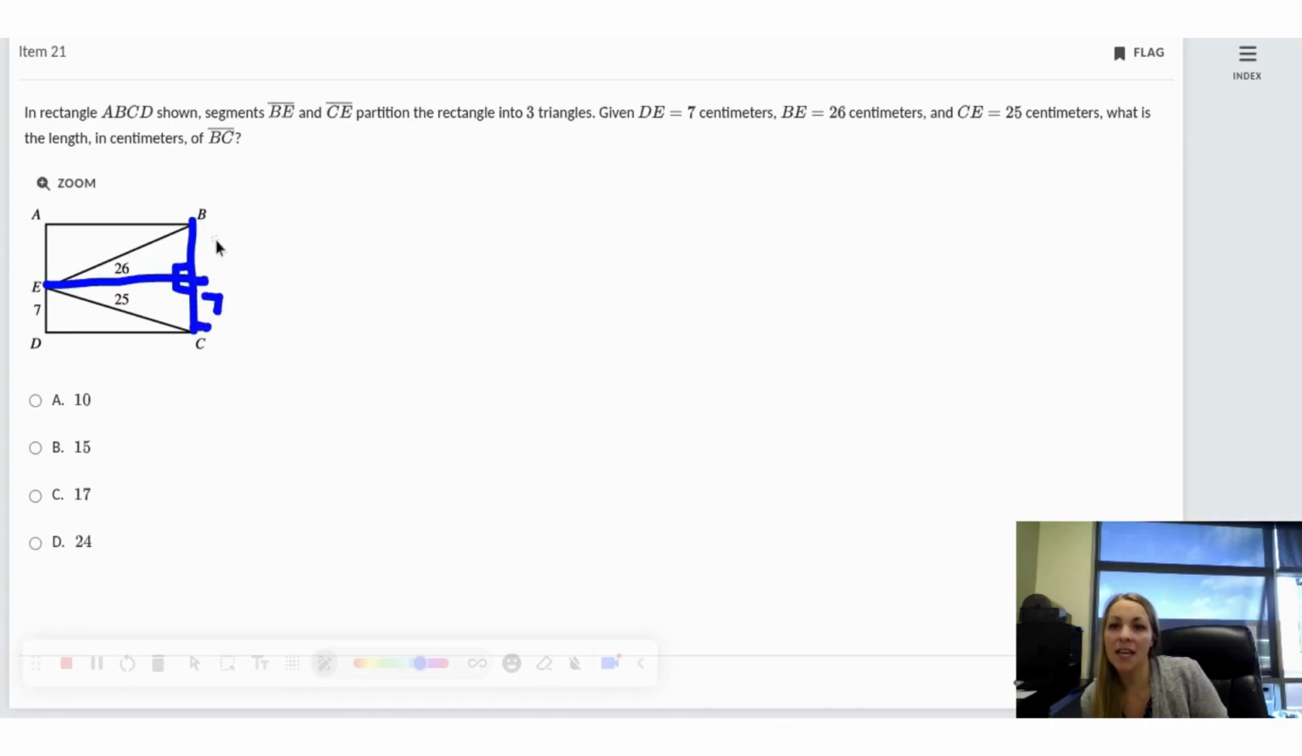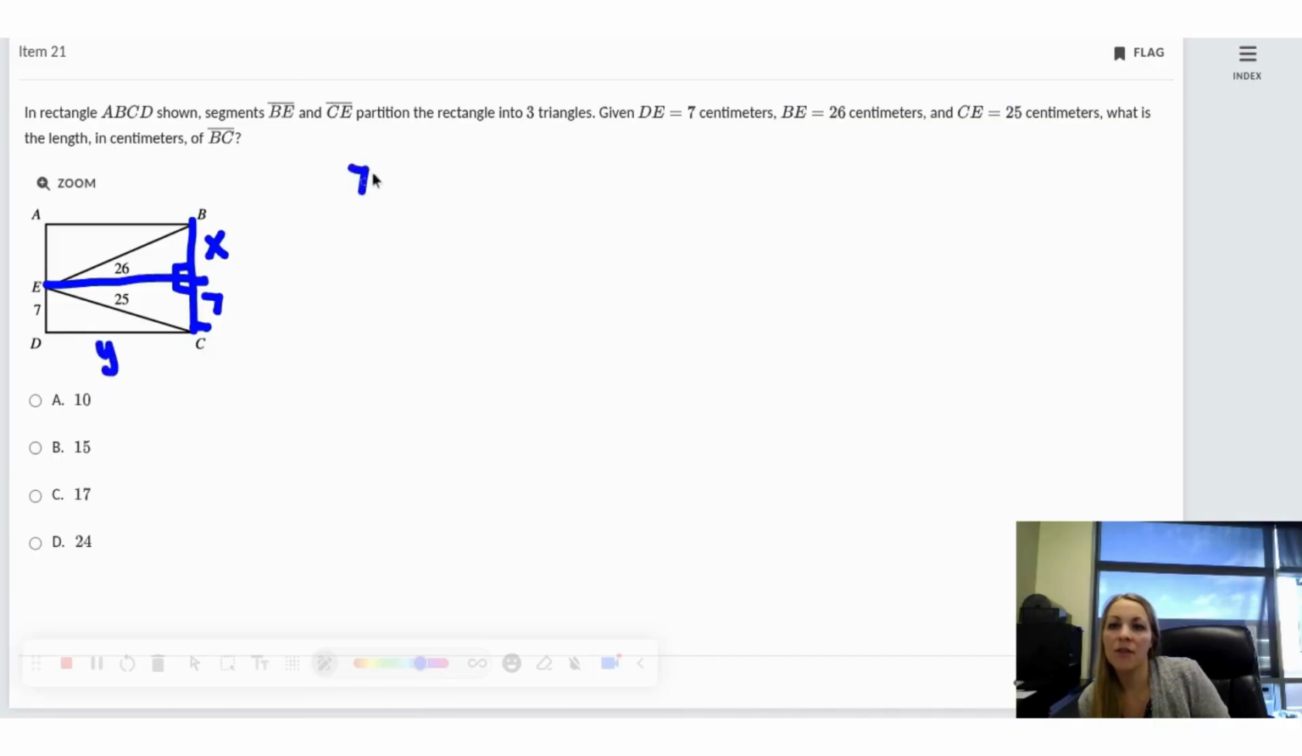The only last thing I need is this value here. So in order to do that, I'm going to need to find this length, and I'm going to do that by looking at this, recognizing that this is a right triangle, and either recognizing that this is a 7, 24, 25 triangle, a Pythagorean triple, or using the Pythagorean theorem. Let's just confirm that this is 24. So I'm going to use the variable y here.